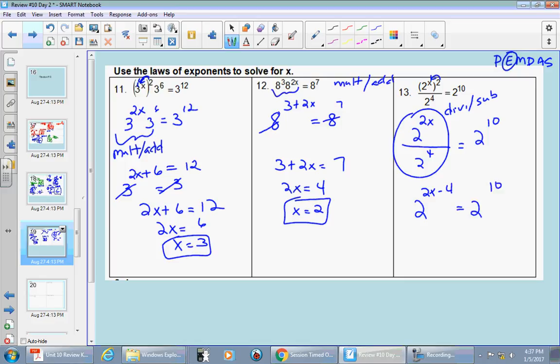Now we have like bases, so we can cancel those. And we're going to solve 2x minus 4 equals 10. So when we add 4, we get 2x equal 14. And when we divide by 2, we get x equals 7.